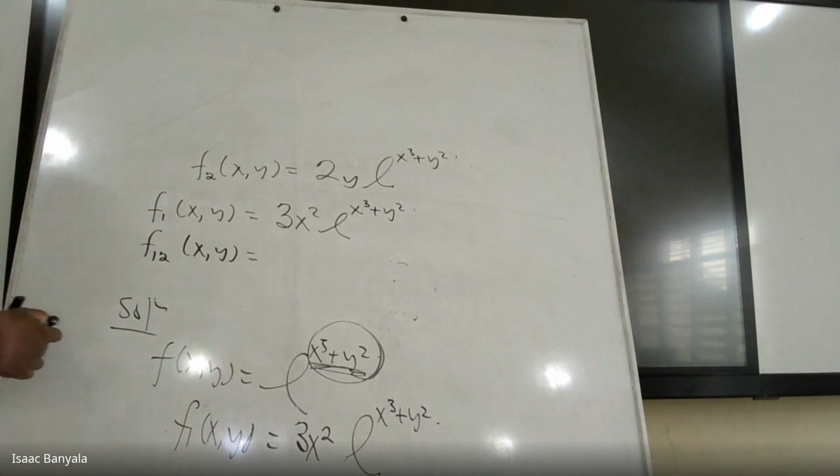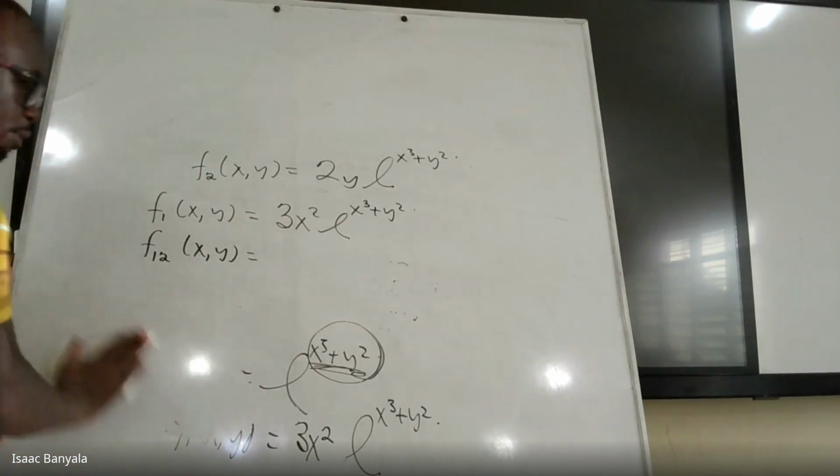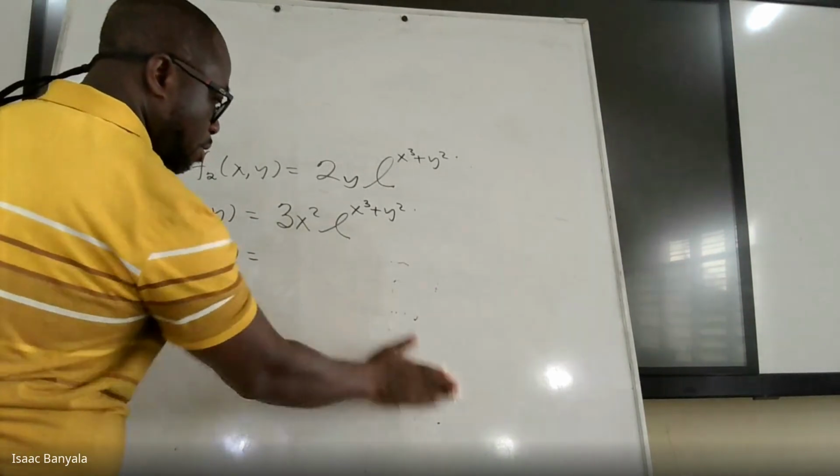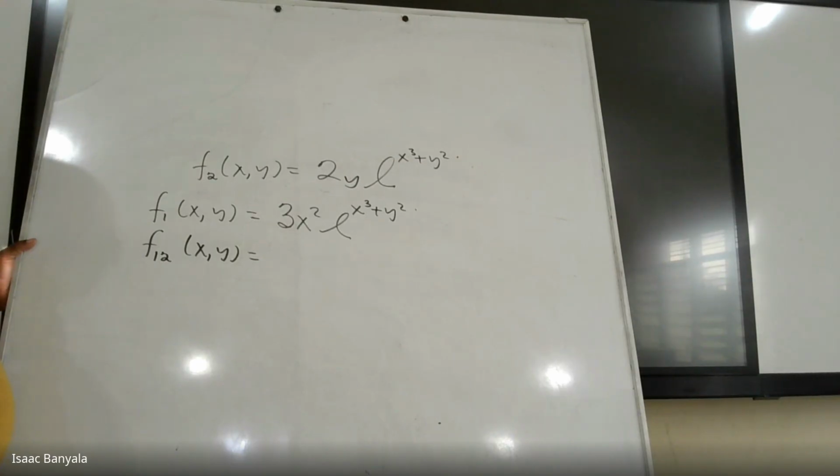So what do we use? We use the product rule. Or you can also treat 3x squared as a constant and differentiate the top with respect to y. That's all. So after differentiating, you get 6x squared y.